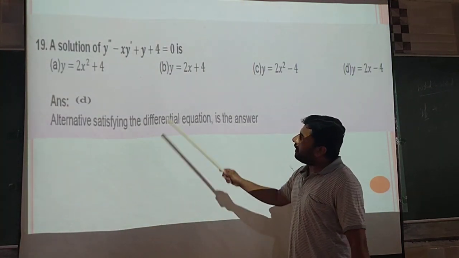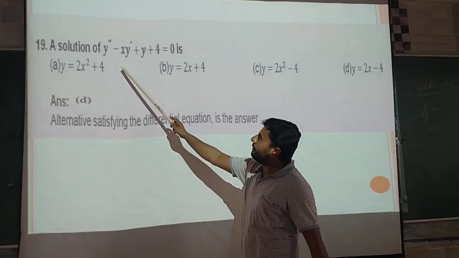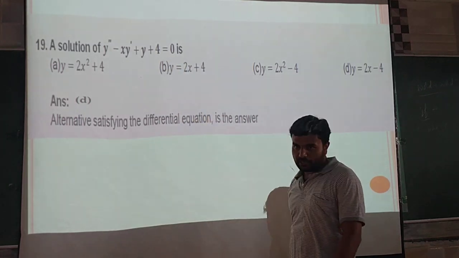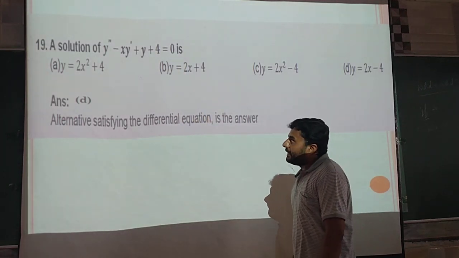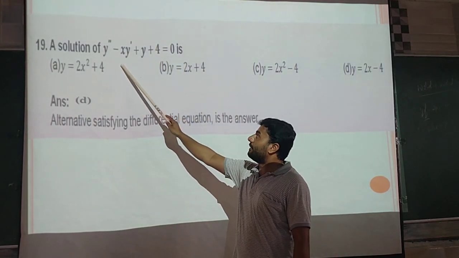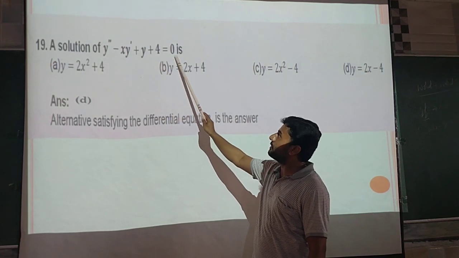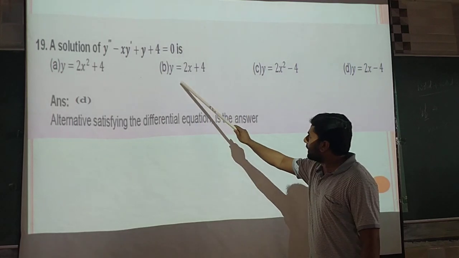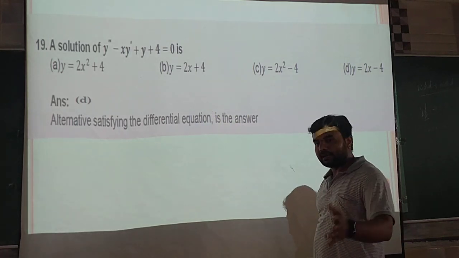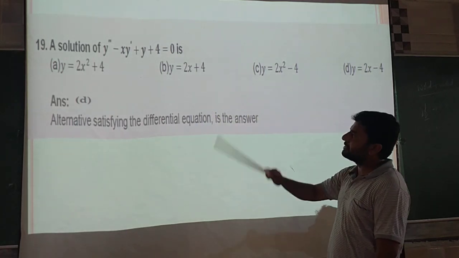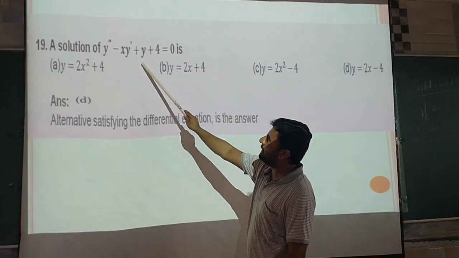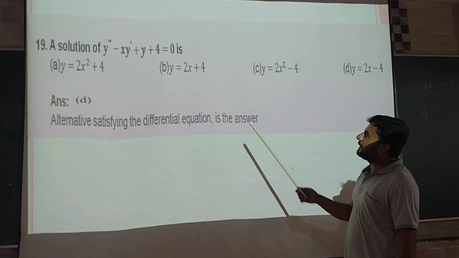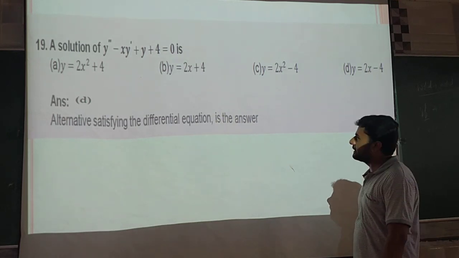A solution of the differential equation y double dash minus x into y dash plus y plus 4 is equal to 0. Today we are given the differential equation y double dash minus x into y dash plus y plus 4 is equal to 0. We need to find which of the four given options is a solution to this differential equation. So we find the values of y double dash and y dash, apply the options, and see which one gives LHS is equal to RHS.